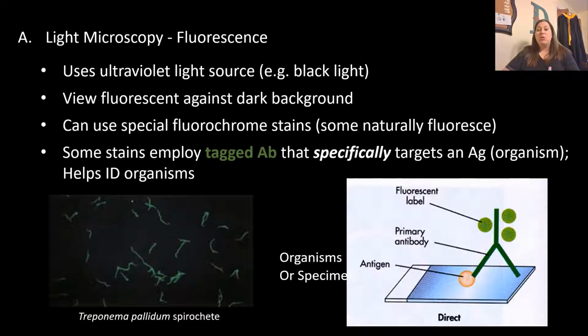Now, you can use a special stain, what we call a fluorochrome stain, and this gives some fluorescence so that it can be viewed. Some microorganisms are naturally fluorescent, but some stains have to employ something a little more complex, which are called tagged antibodies. These tagged antibodies are specifically going to target an antigen on that organism, and this also helps us ID that organism. It shows you a picture here where they take an antibody and tag it with the fluorescence label. When the antibody attaches to the appropriate organism, we see the fluorescence that is present. Okay, and so it's showing you again how it kind of lights up in this type of microscope.